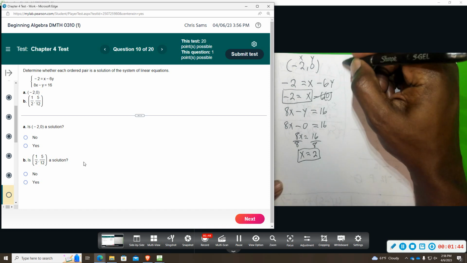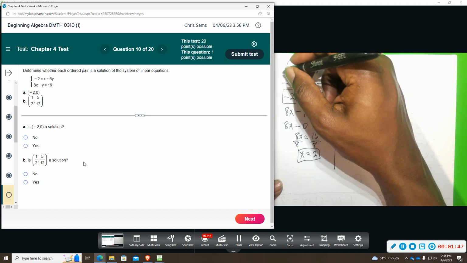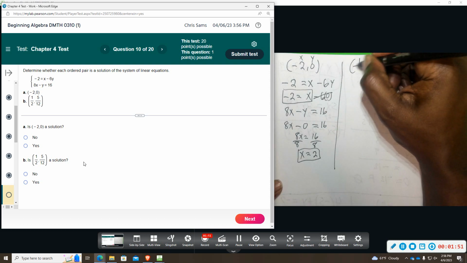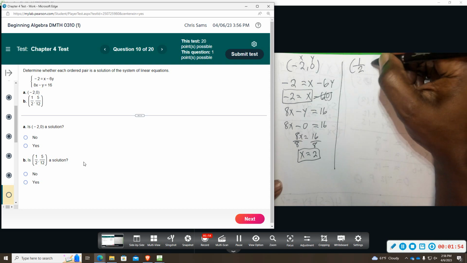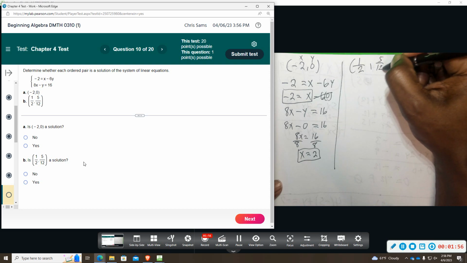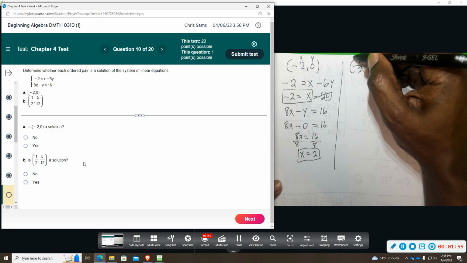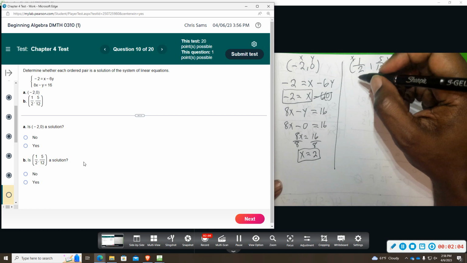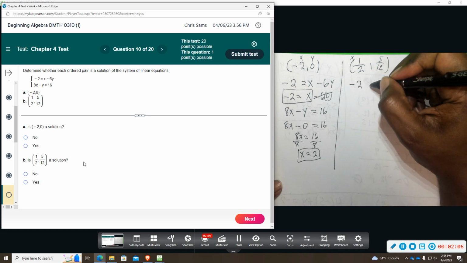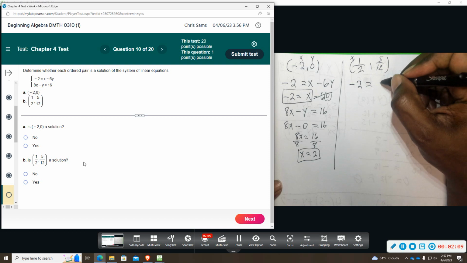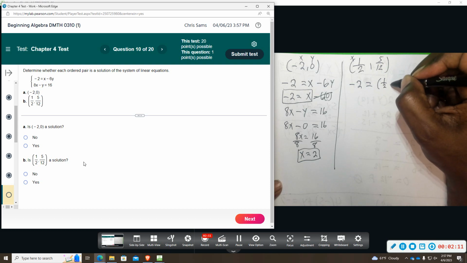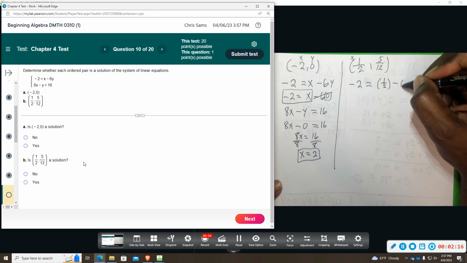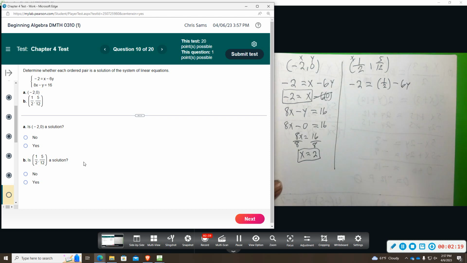Let's scoot over. The second ordered pair, one half and 5/12. Okay, so it's going to be easier for me to work with a half. So I'm going to plug in a half for x. So I get negative 2 equals x, which is 1/2, minus 6y.